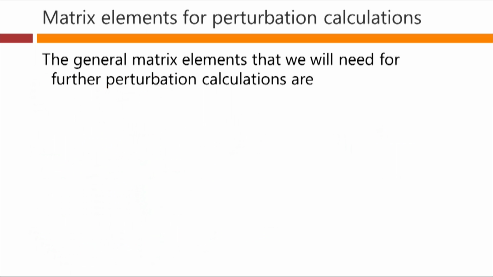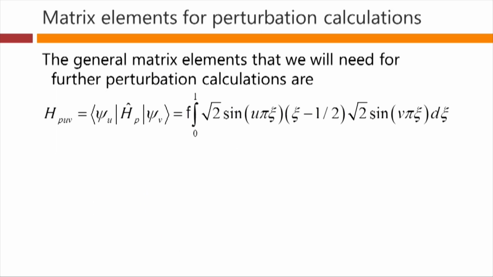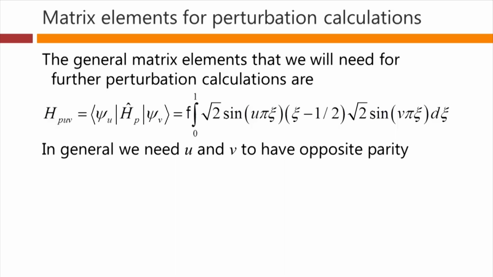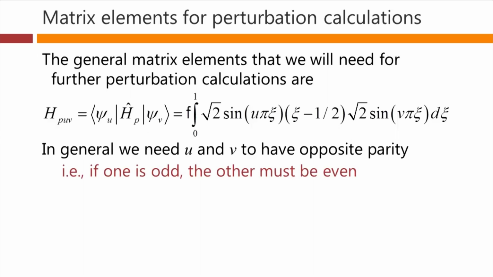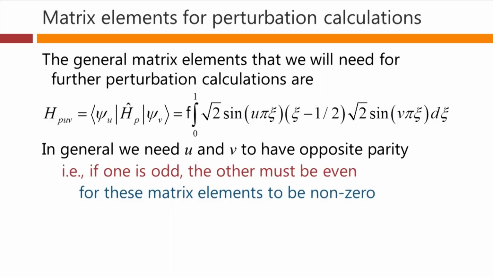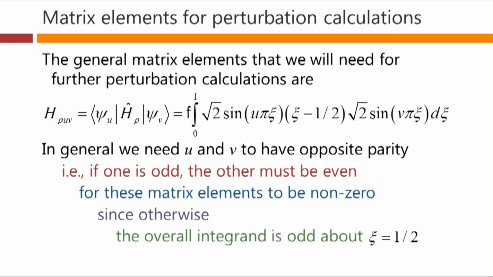The general matrix elements we're going to need to go further with our perturbation calculations are these matrix elements here. Sometimes we write them down with this shorthand. Actually, for these calculations here, we'll mostly write them out completely in this bracket form. So these are the integrals. And in general, to get any non-zero result out of this integral, we need these integers u and v in here to have opposite parity. That is, if one is odd, the other must be even. Otherwise, these matrix elements are going to be 0 by parity arguments. And that's because the overall integrand would be odd about the central point, ξ equal to half.